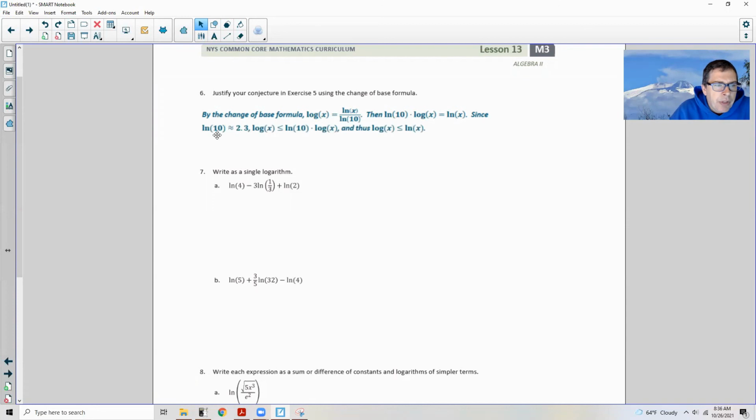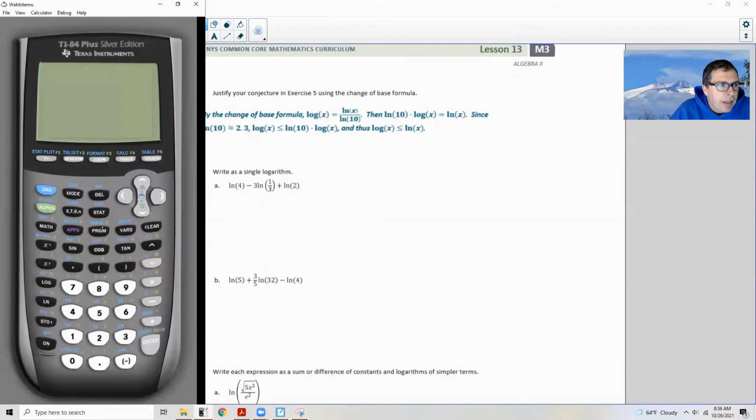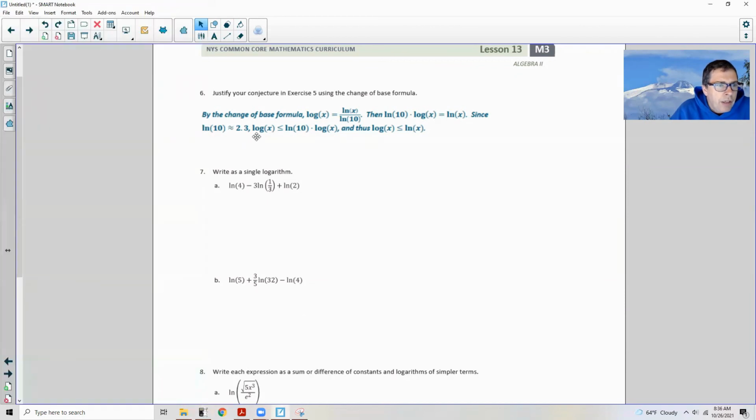And for example, the natural log of 10 is approximately 2.3. Okay, I think we did that on our calculators. Or did we? ln of 10 is approximately 2.3. Log of x is less than or equal to the natural log of 10 times the log of x. And thus, the log of x has to be less than or equal to the natural log of x.